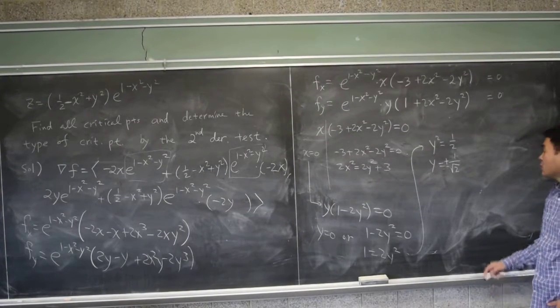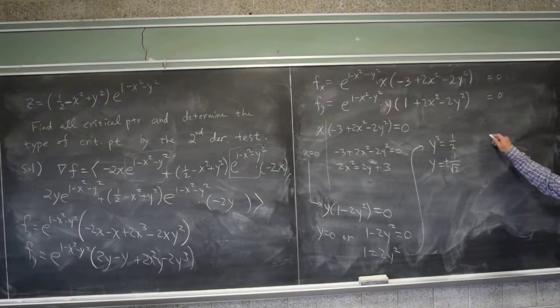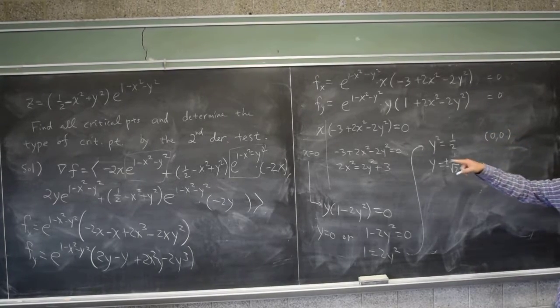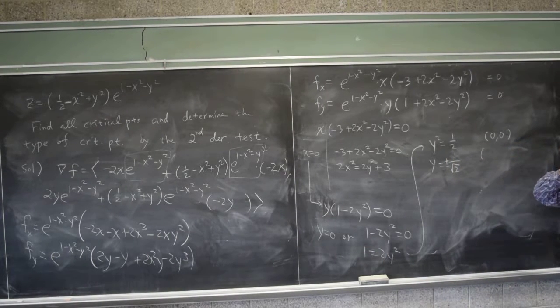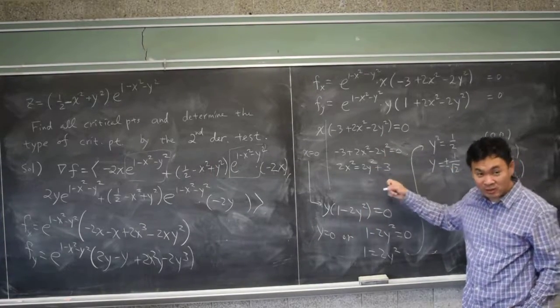So we have the following 3 points. What 3 points did we find? 0, 0. So x is 0, right? So either 0, 0, and then 0, 1 over square root of 2, and 0, negative 1 over square root of 2. But that's just one part of the story. We still have to track down this one.